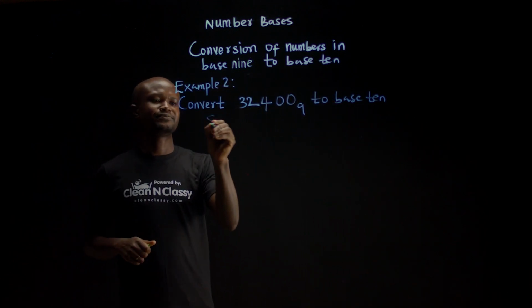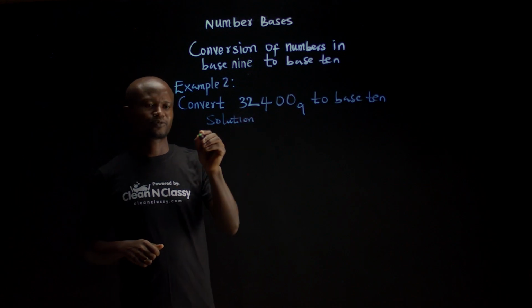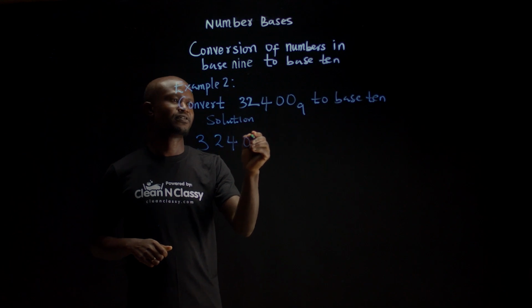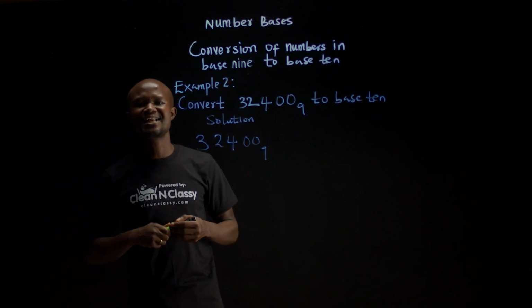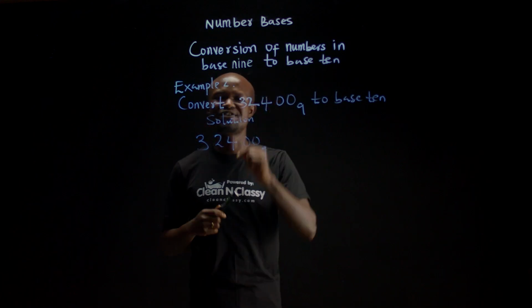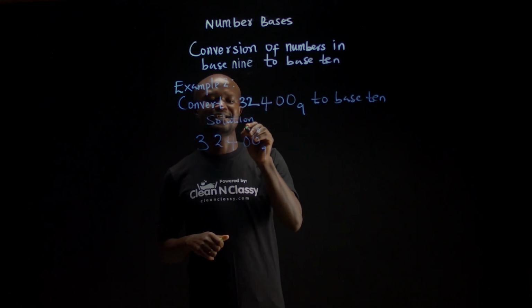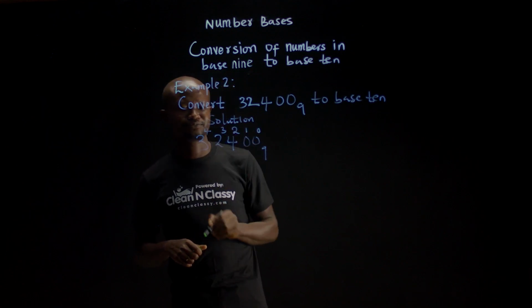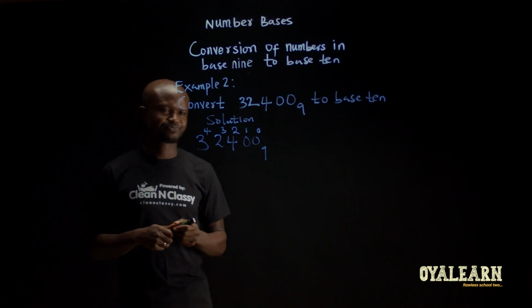Now, solution. We write out the value 324 base 9. Now the next thing for us to do is to assign values from the back. This will be 0, then 1, 2, 3, 4. So what is the next thing to do?